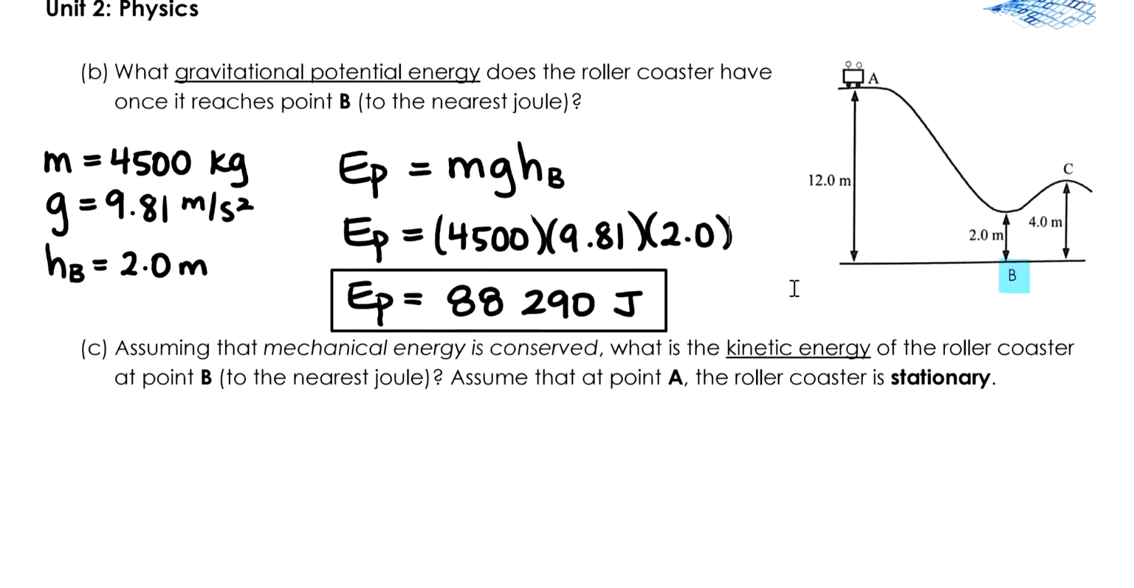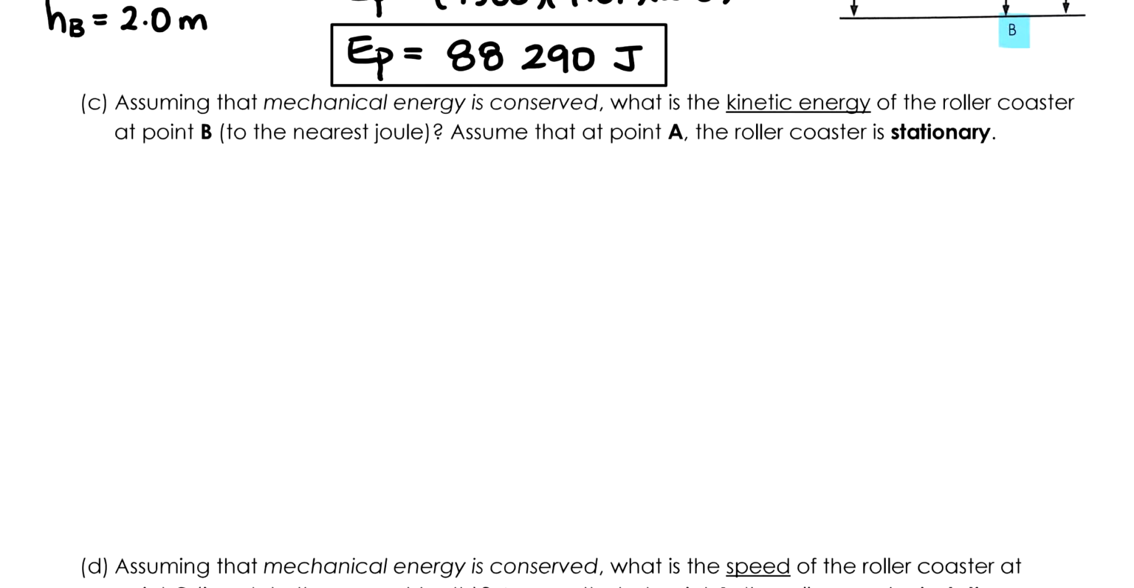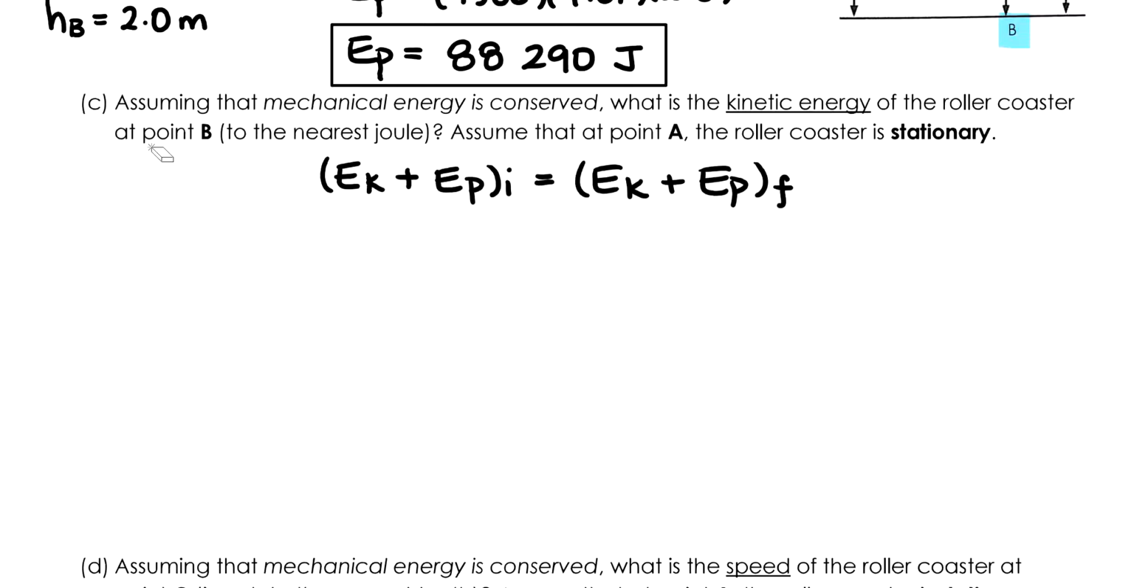Okay, this has been pretty simple so far, so let's make it harder. Assuming that mechanical energy is conserved, what is the kinetic energy of the roller coaster at point B to the nearest joule? To solve this question, we're going to need to use the conservation of energy formula. Let's work through this example together, and then you can try part D on your own. Initial kinetic plus potential energy equals final kinetic plus potential energy.